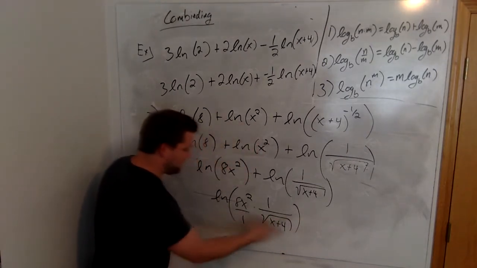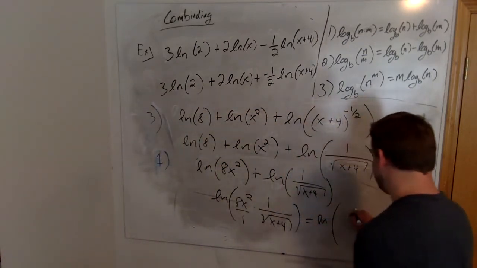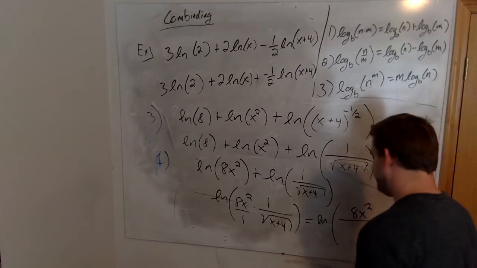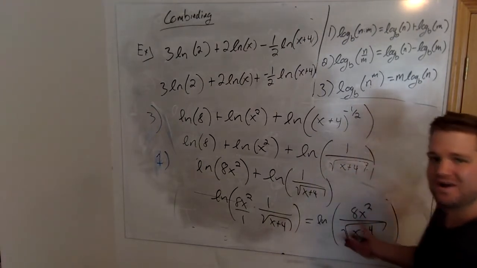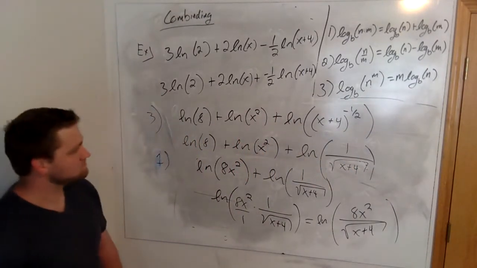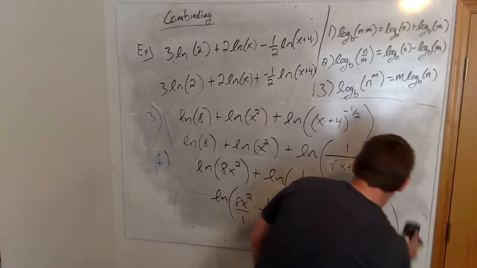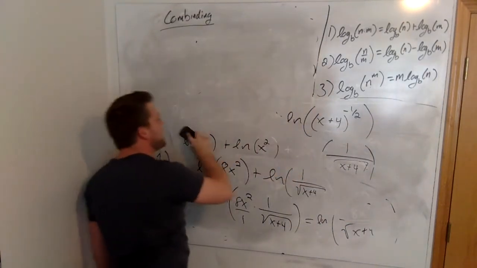Well, now we can just multiply these together, and this is the same thing as the natural log of 8x squared all over the square root of x plus 4. How fun, we got the same exact answer. Cool. Okay. So that's how we can combine.